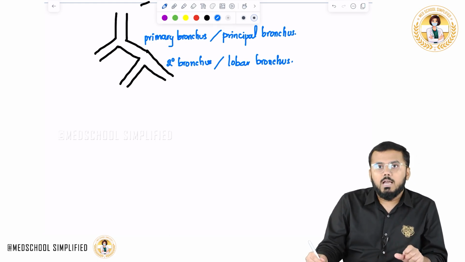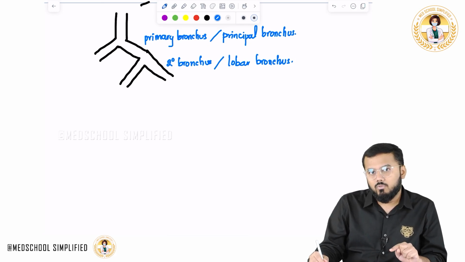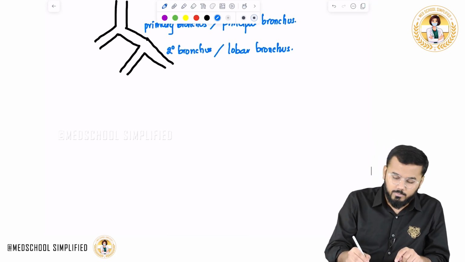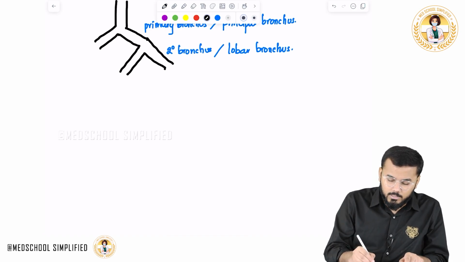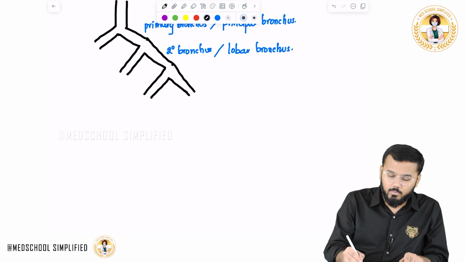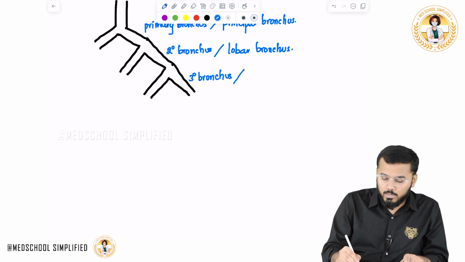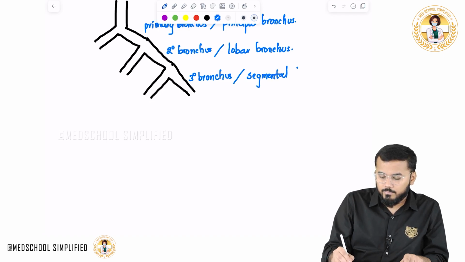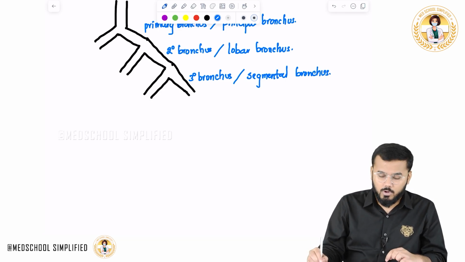So secondary bronchus. Primary, then secondary. After secondary, what will happen? There will be tertiary. So it means here we have got the tertiary bronchus. So this is a tertiary bronchus. What is the other name for tertiary bronchus? Segmental bronchus. Tertiary bronchus is also called segmental bronchus.